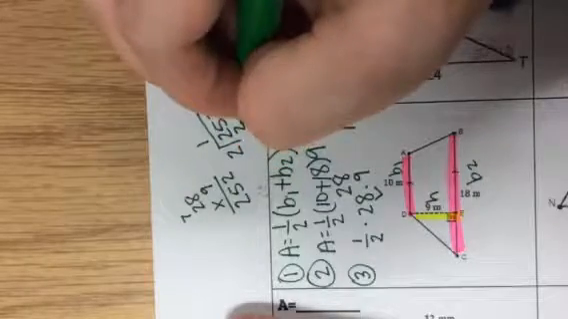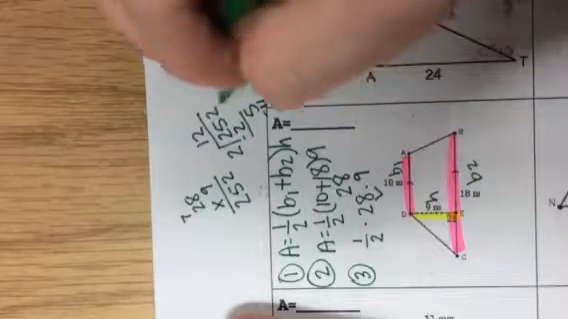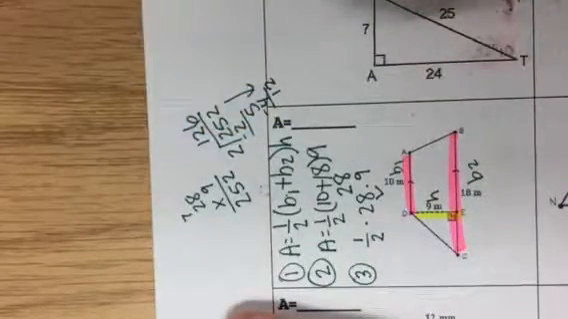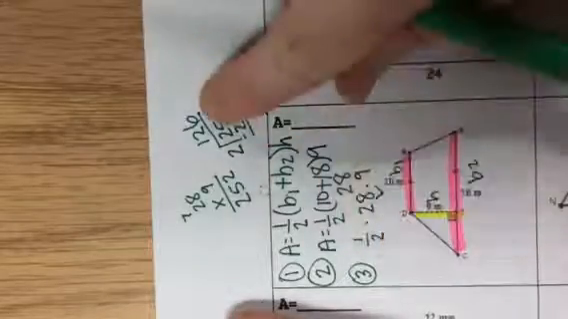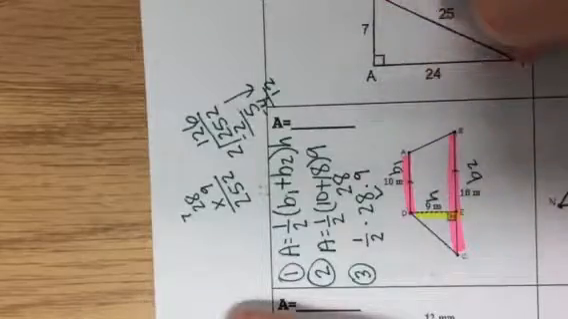That'd be 1, and then 2, and then 6. So my total area of the whole thing, since I took half, would be 126, and it would be meters squared.